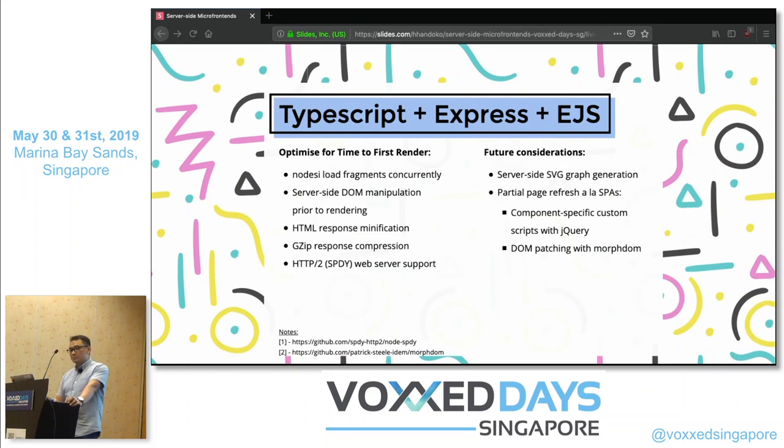So we do HTML response minification. We don't have to. If you put gzip, it's actually already good enough. I think the difference between having both and just gzip is probably 2-3 kilobytes, which is actually quite small. We also enabled HTTP2 web server support. One of the good things about HTTP2 is it does fetch resources concurrently. So it helps a bit, I suppose, but we haven't really done any hard measurements on it.